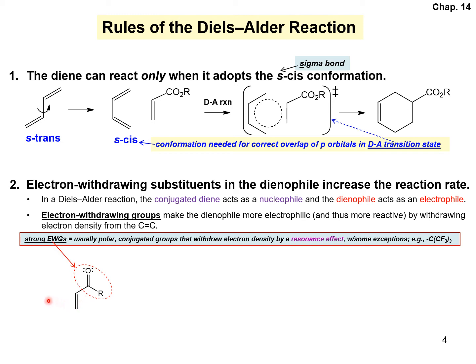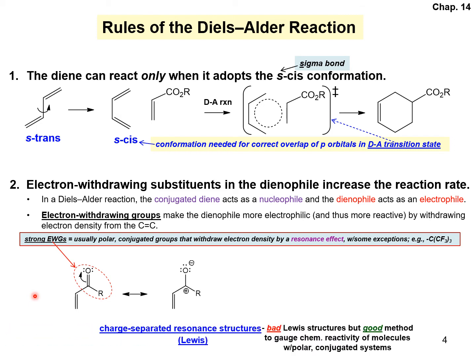making this double bond electron poor. This can be more clearly demonstrated by drawing what are called charge-separated resonance structures, that is, charge-separated Lewis structures. These are bad Lewis structures, and you can see why, because certain atoms don't have octets. They're bad Lewis structures, but this is generally a good method to gauge chemical reactivity of molecules that have polar conjugated systems.